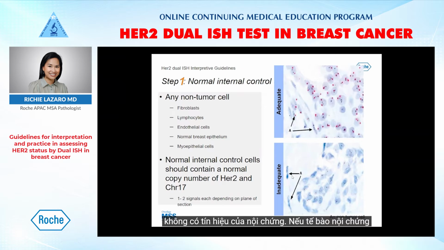If the internal control cells do not stain appropriately throughout the entire tumor specimen, repeat staining is recommended, or another tumor section may be selected.